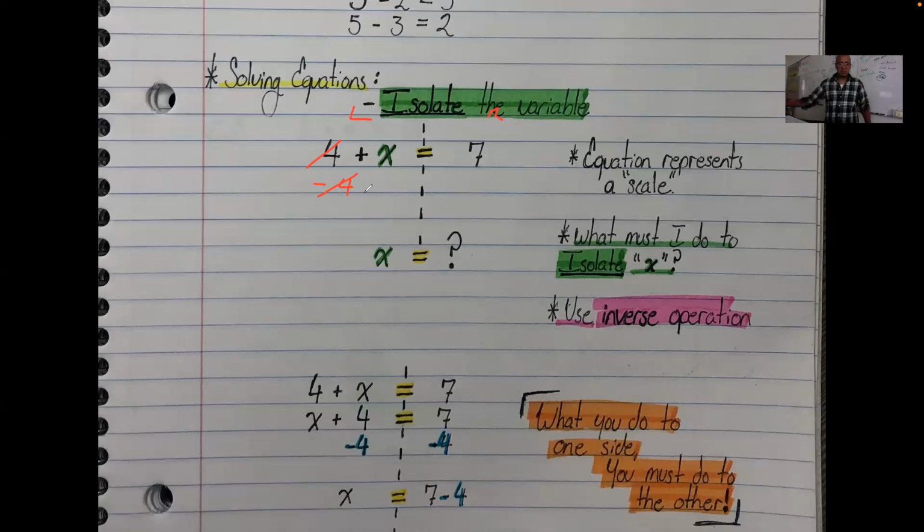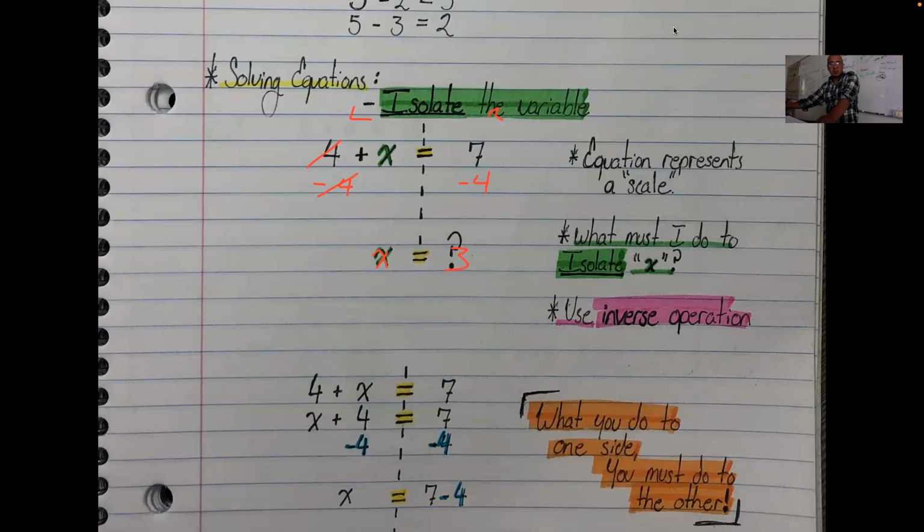No, it is going to be tipped. And for that reason, ladies and gentlemen, whatever I do to one side, I must also do to the other. So if I subtracted 4 on the left side to isolate the x, I must subtract 4 from the right side to balance it out. So 7 minus 4 will give me 3. In other words, the value of x has to be 3.